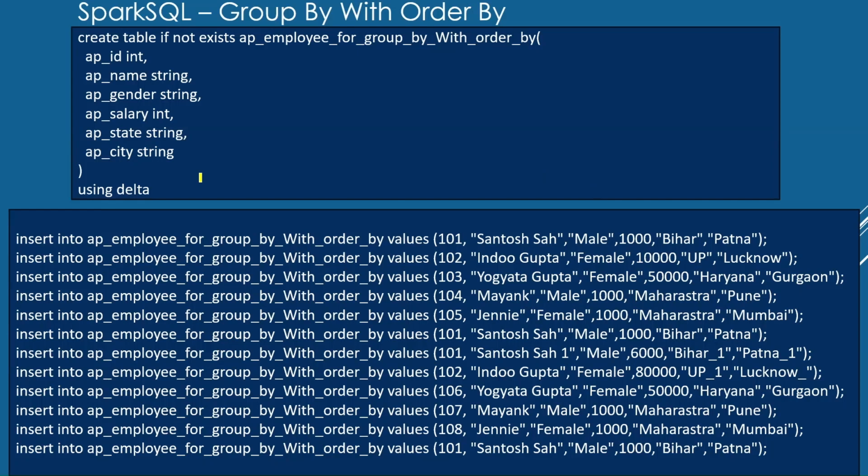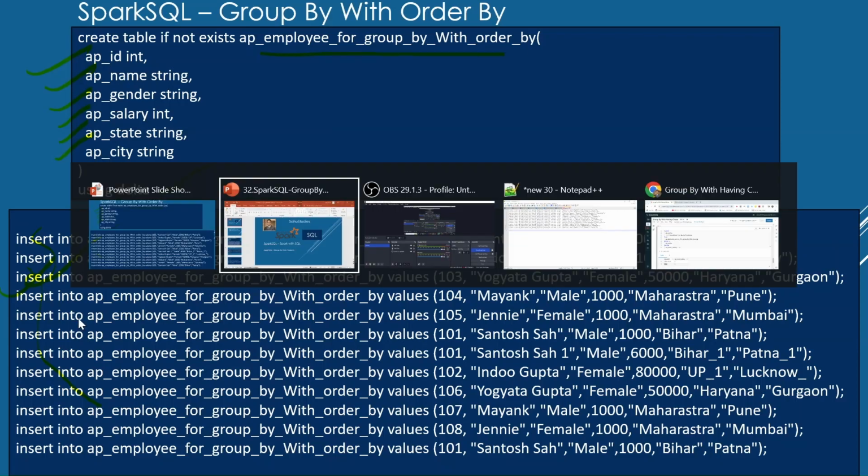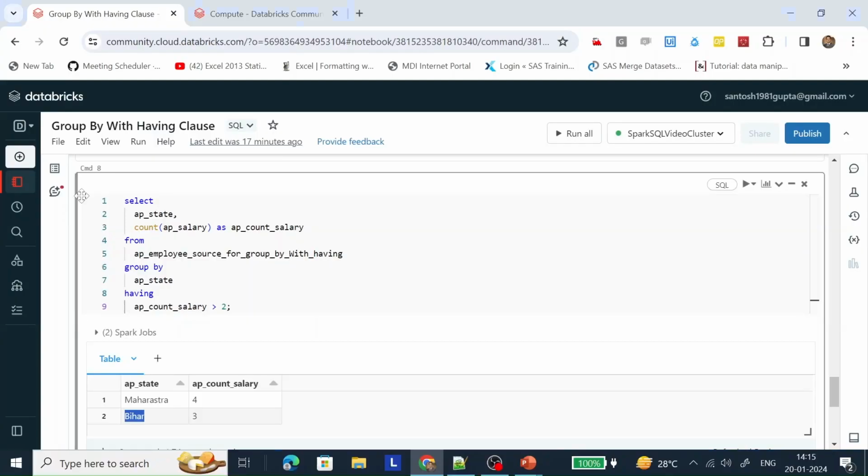So in this exercise, what I am going to do, I am just creating a table. These are the attributes of the table, and the type of the table is delta. And I am going to insert almost 12 records with the help of an insert statement. So let's first create the table and insert some data into it. And after that, we will see how we can perform the order by clause in group by statement. So let's go to the Databricks.